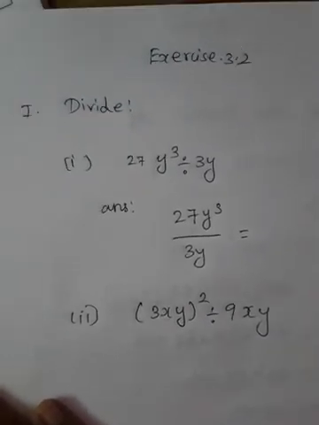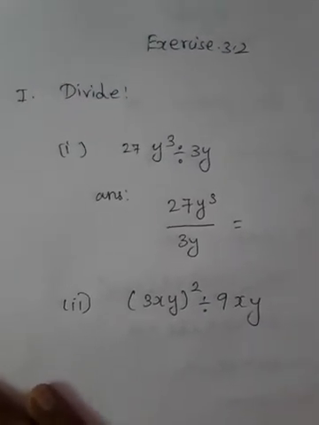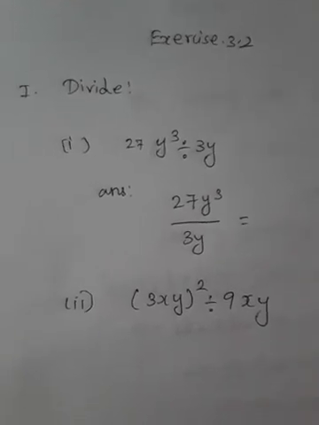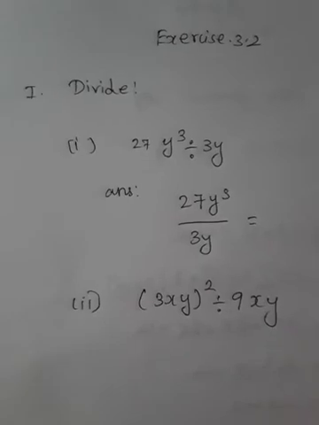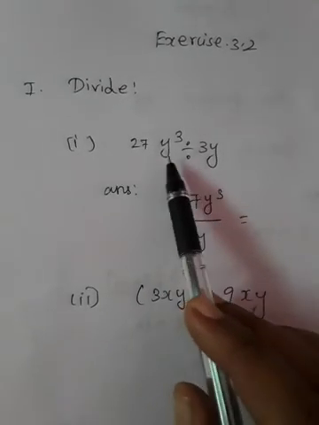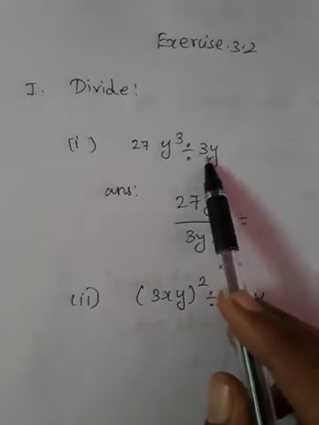Exercise 3.2 Division in Algebra. We have learnt how to multiply expressions, right? Now we are going to learn how to divide the expressions. So first sum is 27y cube divided by 3y.